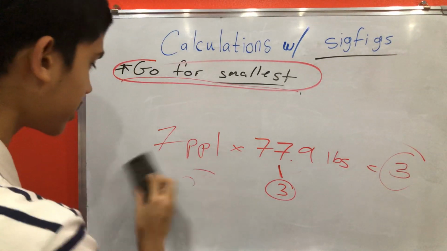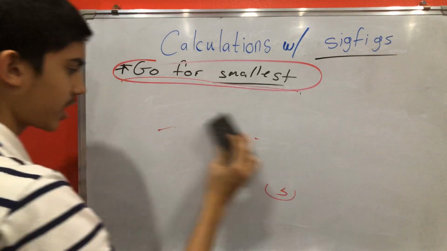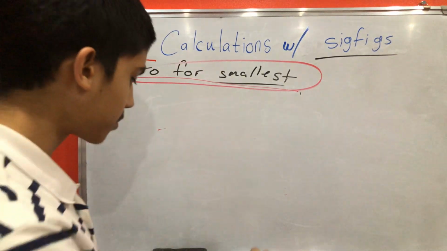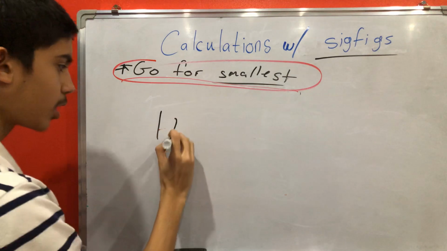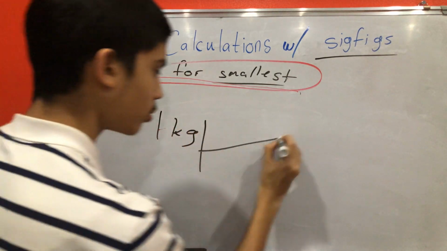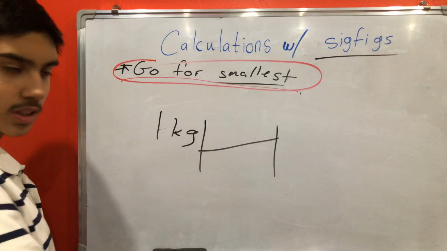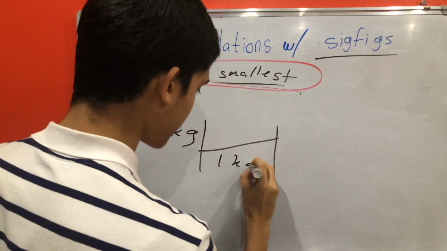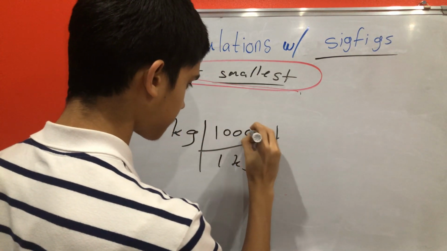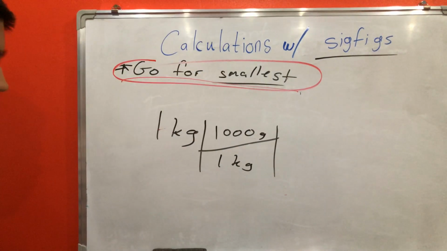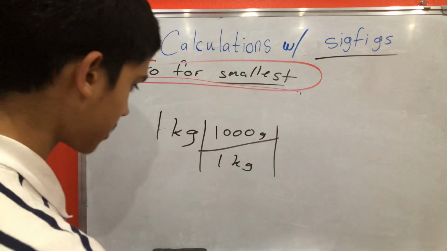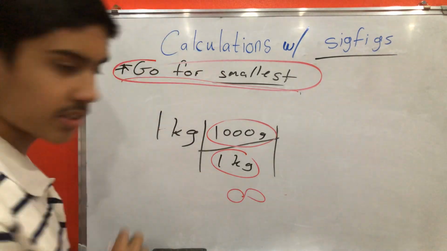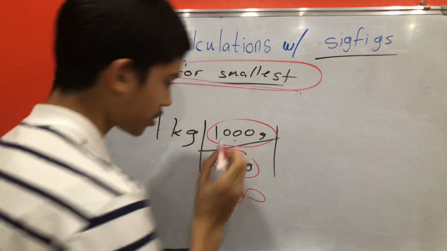Now in chemistry, the most popular way we're going to use exact and measured numbers is, for example, if I want to convert 1 kilogram to grams. We can say that 1 kilogram has 1,000 grams, okay? So these two numbers are exact numbers. They both have infinite significant figures because this is for sure, right?